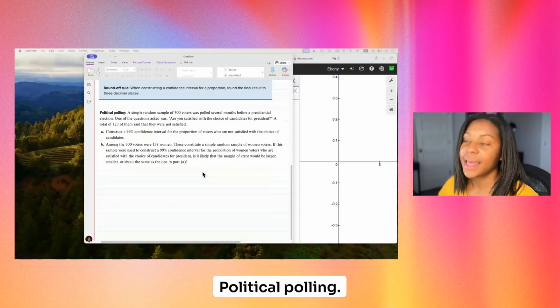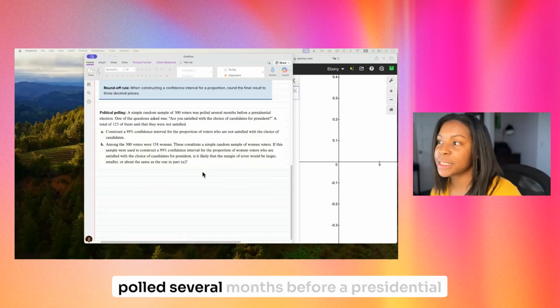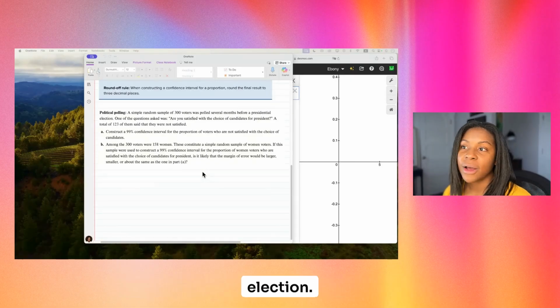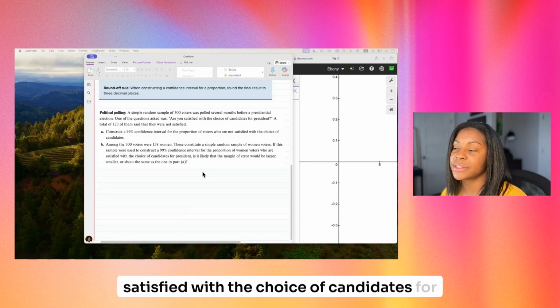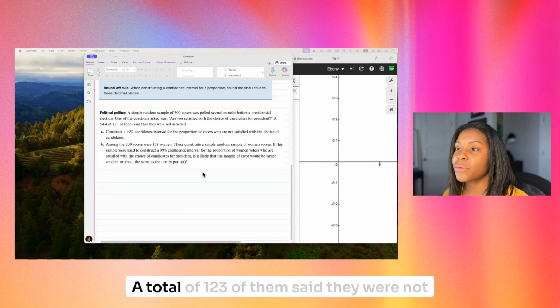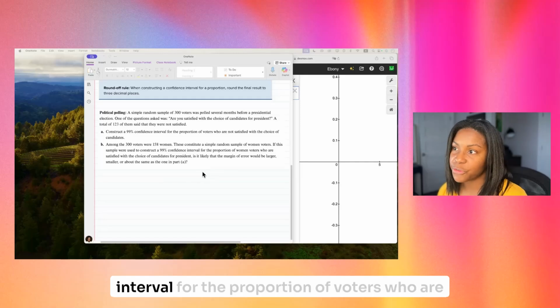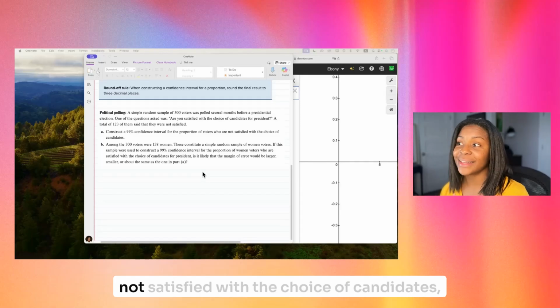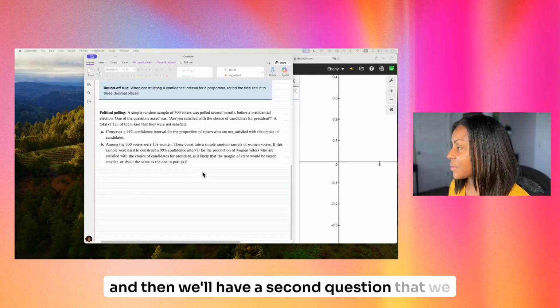Political polling. A simple random sample of 300 voters was polled several months before a presidential election. One of the questions asked was, are you satisfied with the choice of candidates for president? A total of 123 of them said they were not satisfied. We're going to construct a 99% confidence interval for the proportion of voters who are not satisfied with the choice of candidates. And then we'll have a second question that we will analyze.